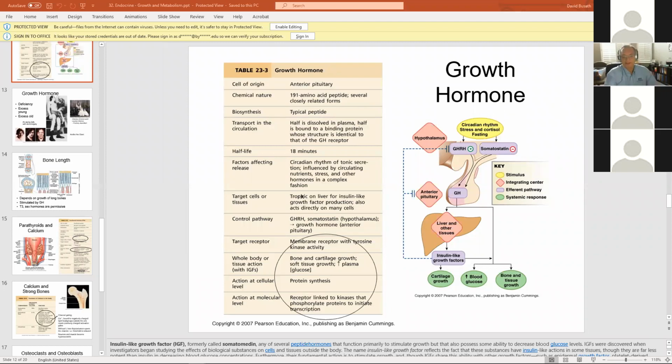Yeah, it's anabolic, but it causes blood glucose to go down because it stimulates the uptake by muscle and fat. So its impact on plasma glucose isn't the deciding factor. And this is a good point to remember that.